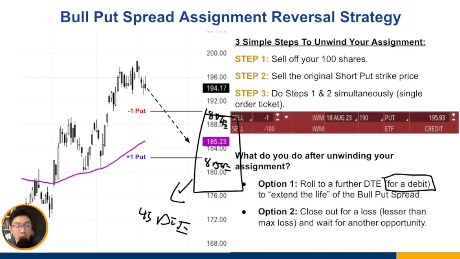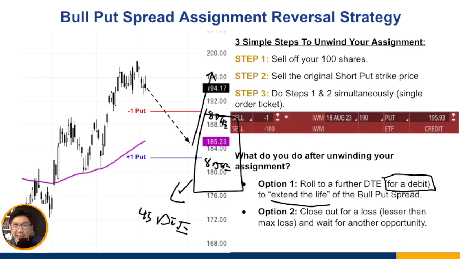Because you can only usually get a credit if this put spread is out of the money or slightly in the money. But most of the time, if it's already deep in the money, it's going to be hard to get any credit, so it'll be for a debit. So if it's for a debit, basically you'll be increasing risk on the original trade, but you get to extend the life of the bull put spread, so to speak, because if you still have a very bullish view, maybe the market can come back up in the next 45 days based on the new DTE. So if it does come back up, then you can sort of salvage the trade.